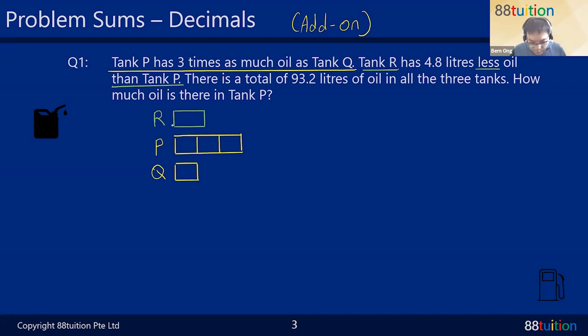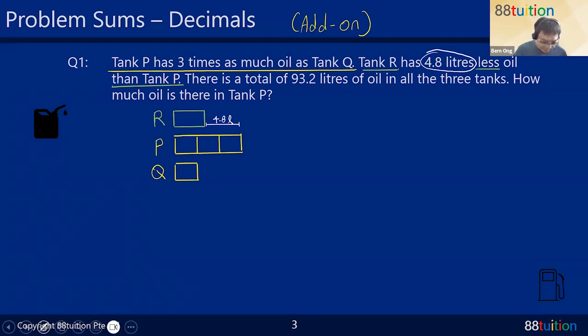All right. So is it true that R is shorter than P? Yes. Okay, then I focus on the number. It's actually 4.8 liters shorter. 4.8 liters less means 4.8 liters shorter, which means from here to here is 4.8 liters shorter than P. Is that correct? That is correct. So now you have the model.